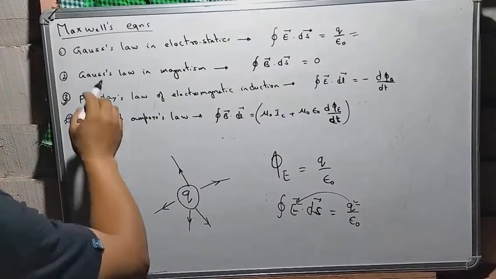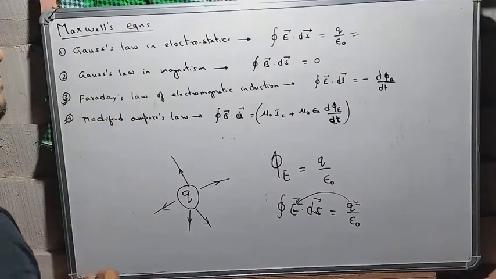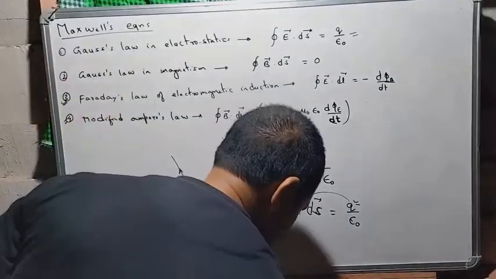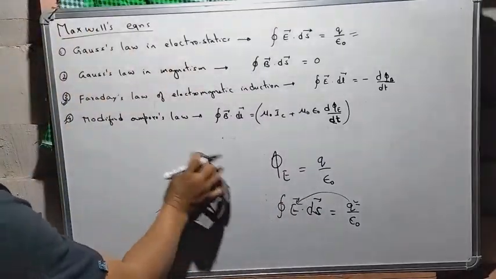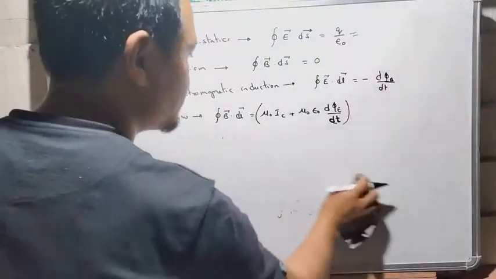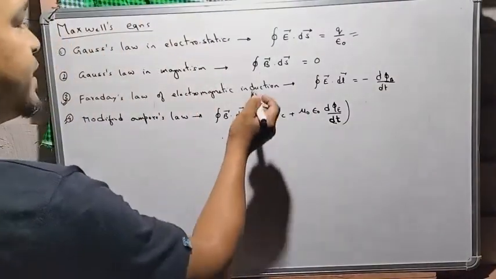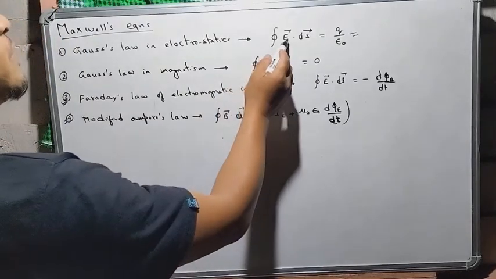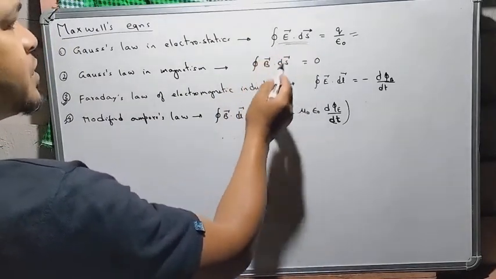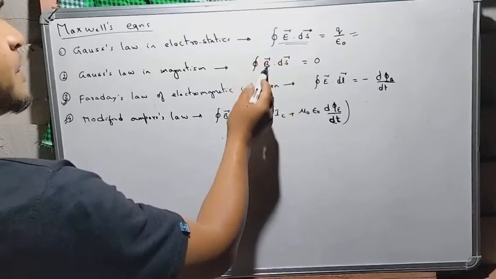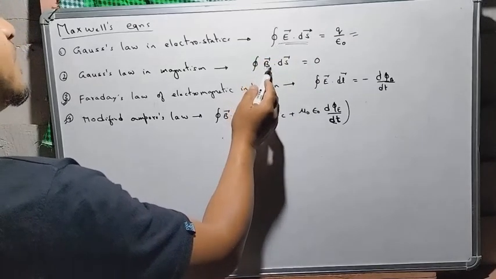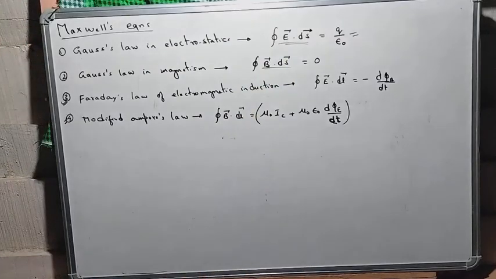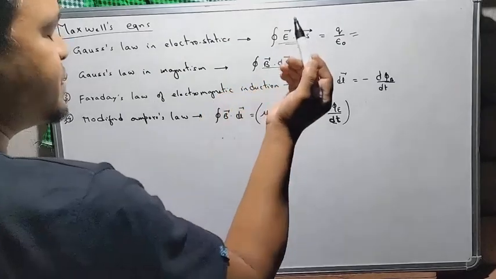Number 2, Gauss's law in magnetism. Gauss's law in magnetism says that the total magnetic flux over a closed surface is equal to 0. Or I can say B dot ds is equal to 0. It is just like E dot ds, which is the electric flux, but here instead of E I replace it by B. So when you replace it by B, it means the magnetic flux. So the magnetic flux over the surface is equal to 0.